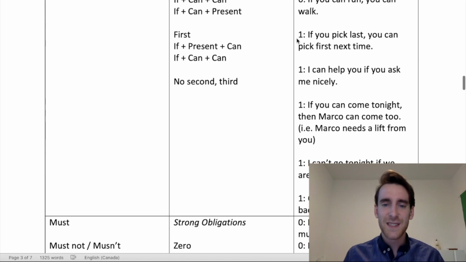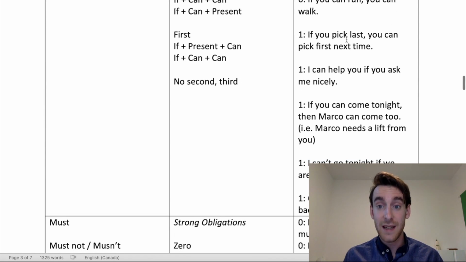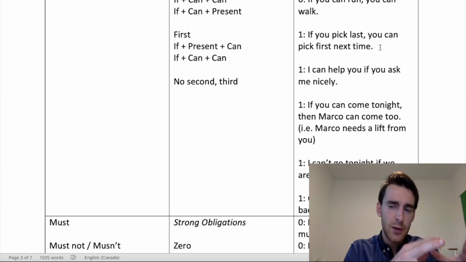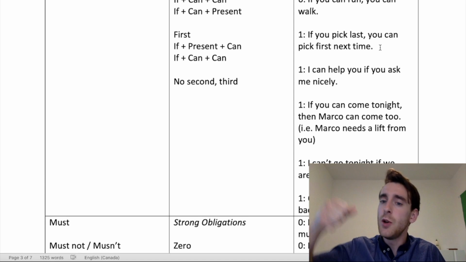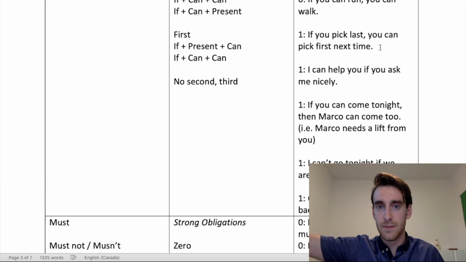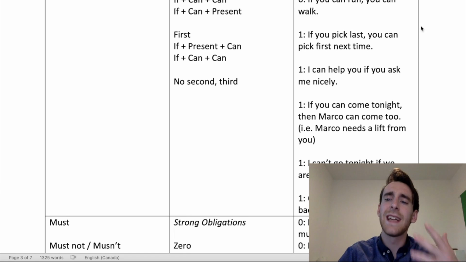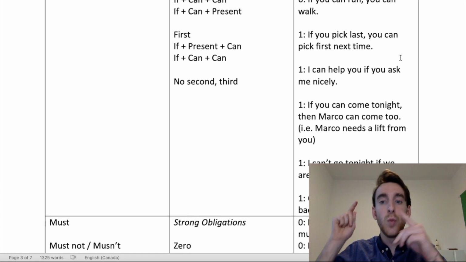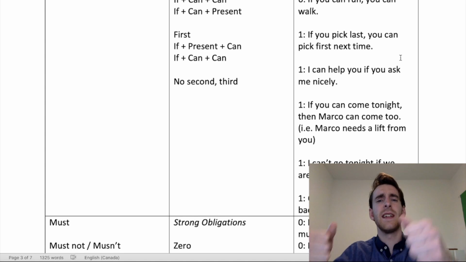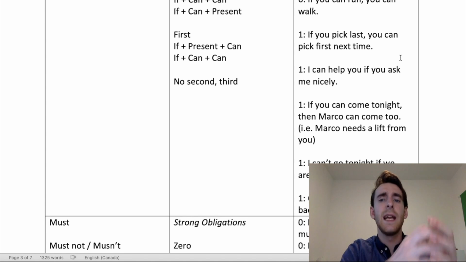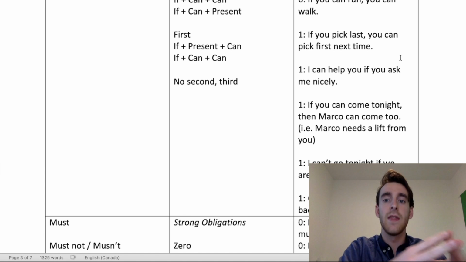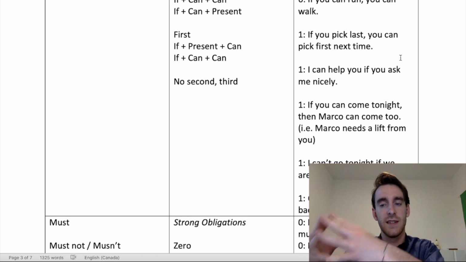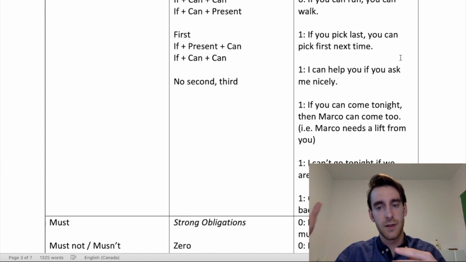Anyway, first conditional here. If you pick last, you can pick first next time. So I'm saying if you pick last this time, you can pick first next time. No will, right? Instead of will, we have a can here. You can use will. If you pick last this time, you will pick first next time. So that's really strong, right? You can pick first next time.